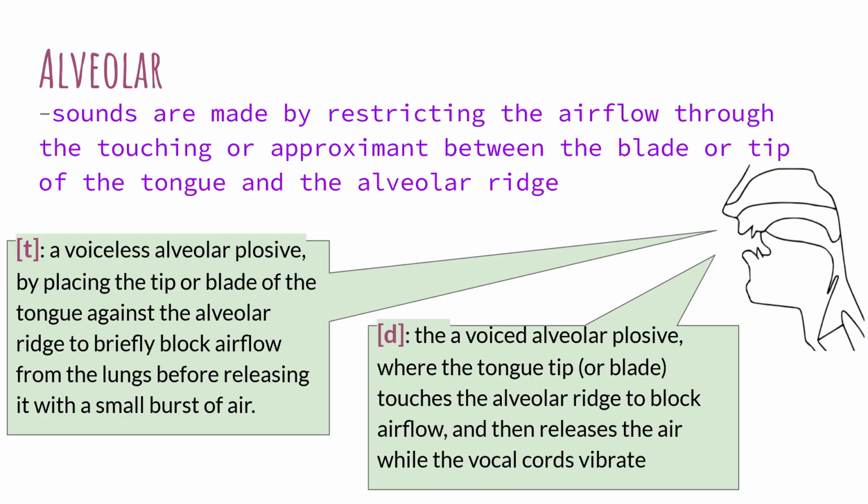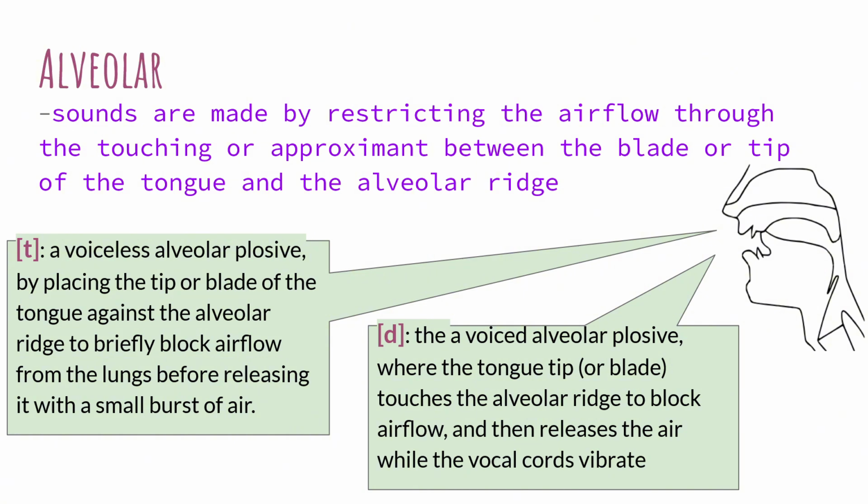The alveolar sound is the sound that is made by restricting the airflow through the touching or approximation between the blade or tip of the tongue and the alveolar ridge. The sound t is a voiceless alveolar plosive. It is pronounced by placing the tip or blade of the tongue against the alveolar ridge to briefly block airflow from the lungs before releasing it with a small burst of air.